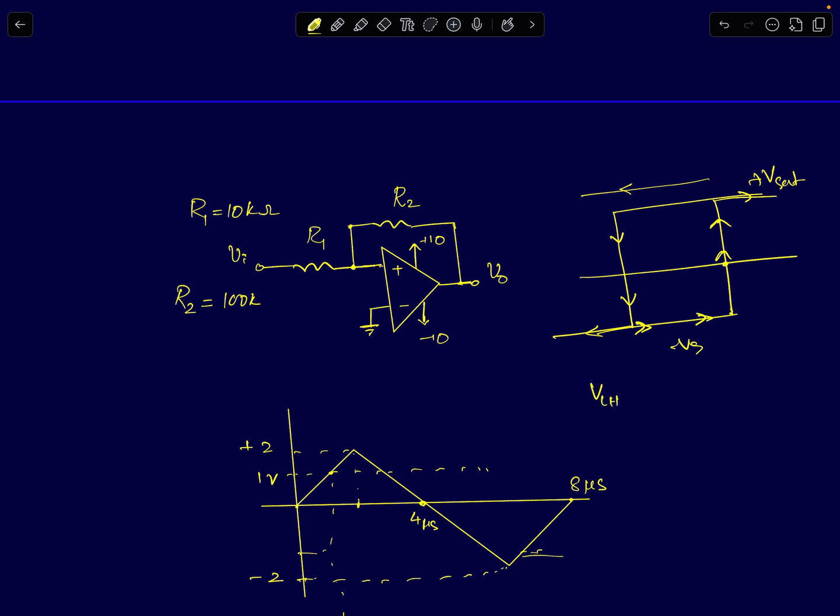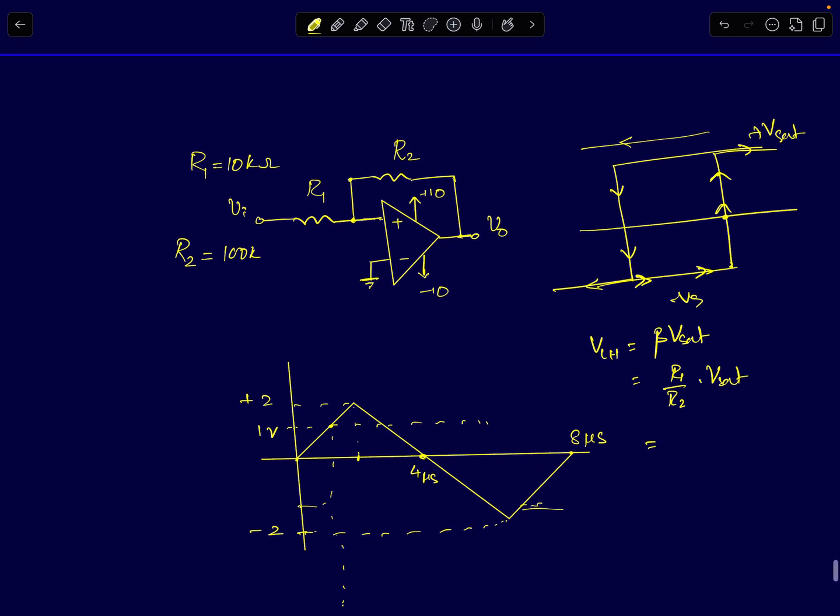The low to high threshold voltage is beta times Vsat, and beta in this case is R1 by R2. So R1 by R2 times Vsat, and R1 is 10k, R2 is 100k. So 10 upon 100, it's 0.1. 0.1 times Vsat, which is 10, so it's 1 volt. So the low to high voltage is 1 volt. The high to low threshold voltage is minus 1 volt. You have 1 volt and minus 1 volt.